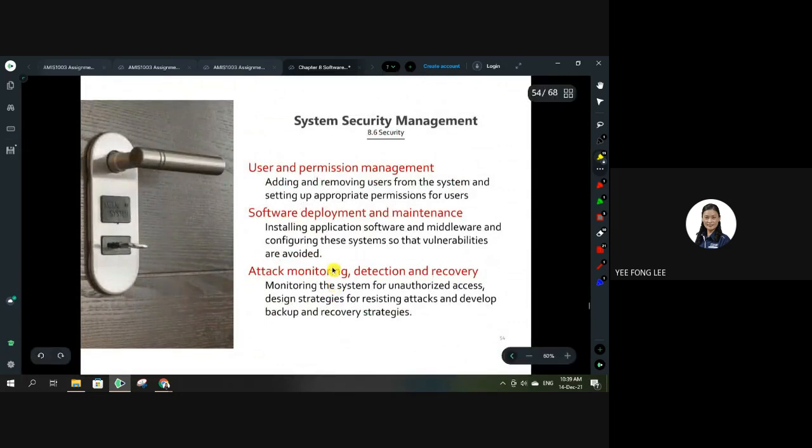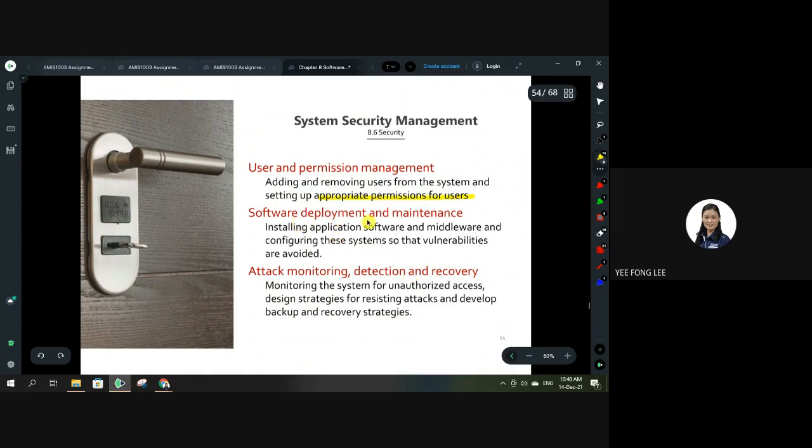We look at the next one. This system security management is not a single activity or single task, but includes a range of activities. Here listed 3: user and permission management, so that the user will have the access. You look at the definition here, appropriate permission for user. The authorized user might have access to the resources at the time they need.